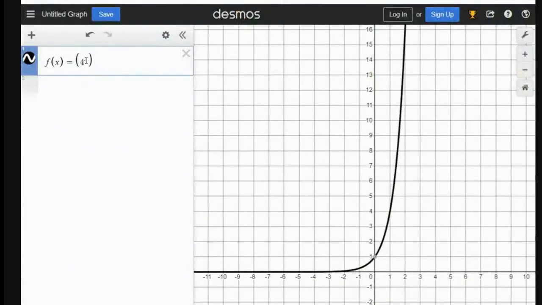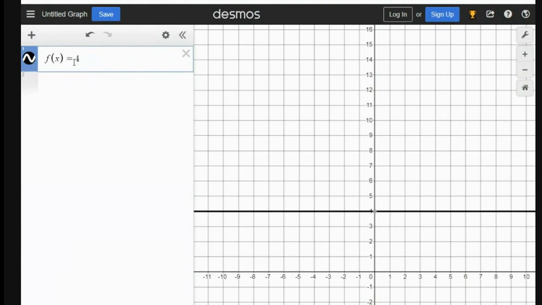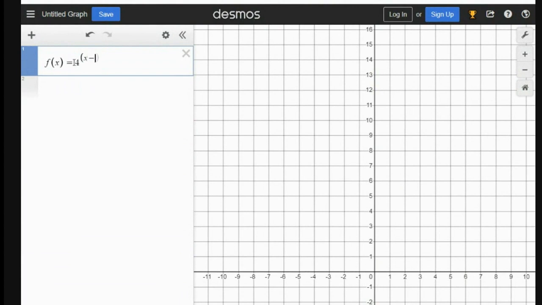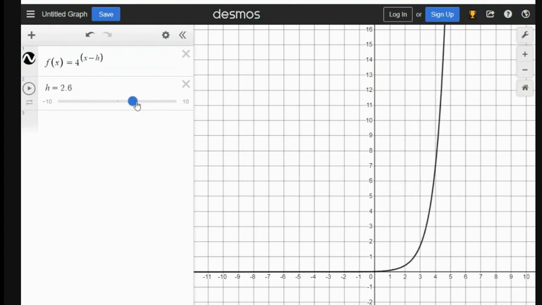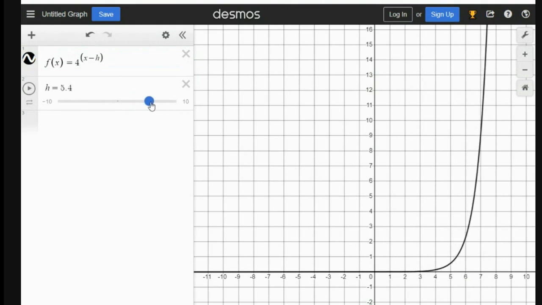Okay, so they're doing, let's just say we got 4 to the power of x minus h. And we're going to add a slider. So when h is 0, that's when we just have our normal equation because we're not subtracting anything. It's just x. But how about when h is 1 or 2 or 3? Look, the larger h is, the more it moves right.